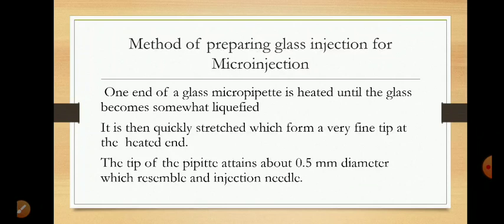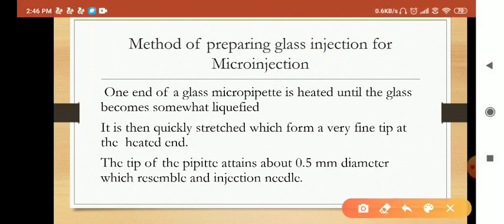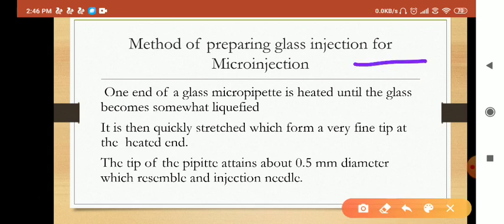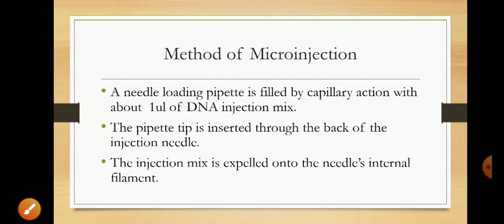So first of all, we will see how glass injection needles are prepared. Whenever glass is heated, it becomes liquefied, and at the same time if we stretch it, then it will give a very fine tip. This process is used in making the needles, and the needles are of about 0.5 diameter, which resembles the injection needles. They are very fine, minute, and hence they are created.